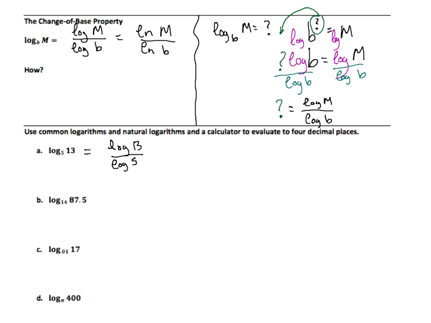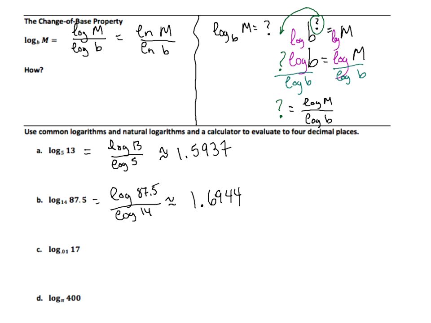So I'm just going to put this into my calculator. Log of 13, be careful, make sure you close your parentheses, divided by log of 5. And when you are giving these answers, make sure you use the approximation symbol because you're going to have to round. I'm going to round to the 4th decimal place, so approximately 1.5937. And this next one, I just put into my calculator log of 87.5 divided by log of 14. I get approximately 1.6944.